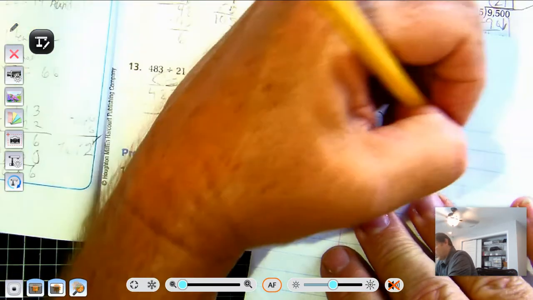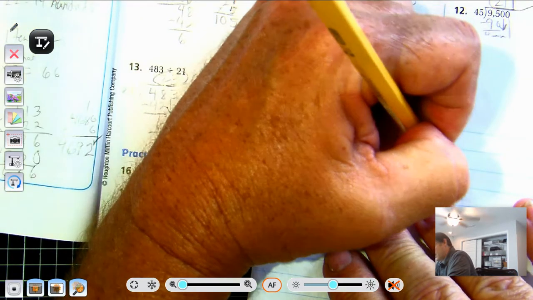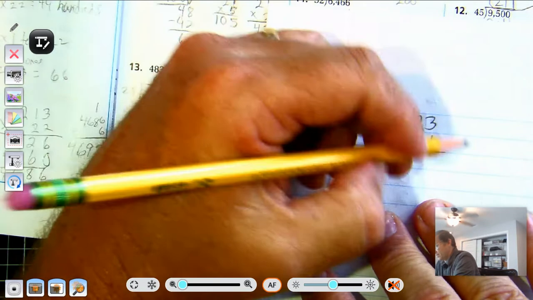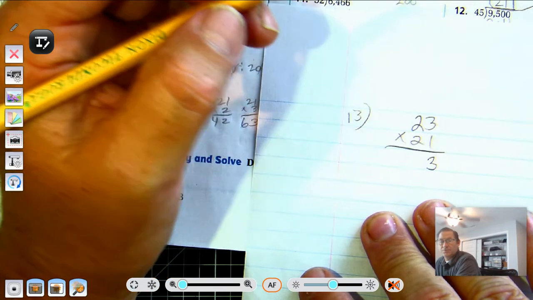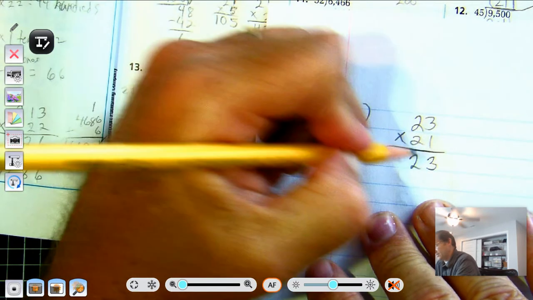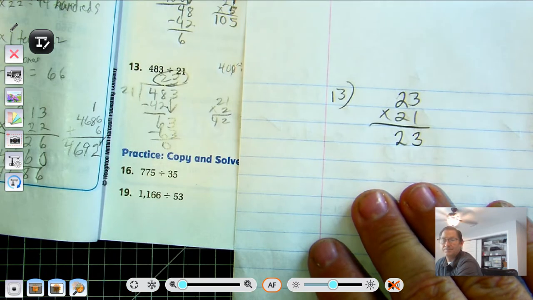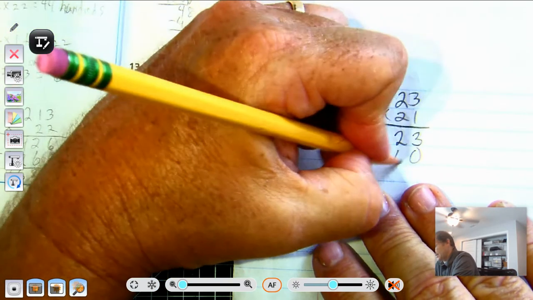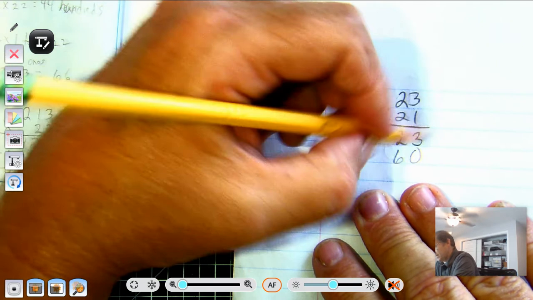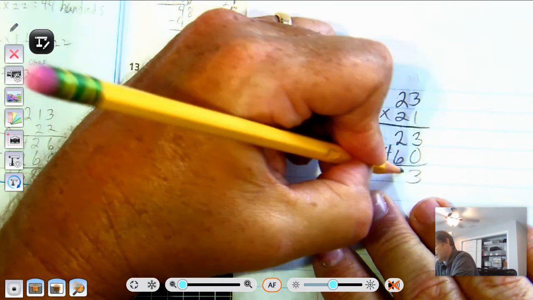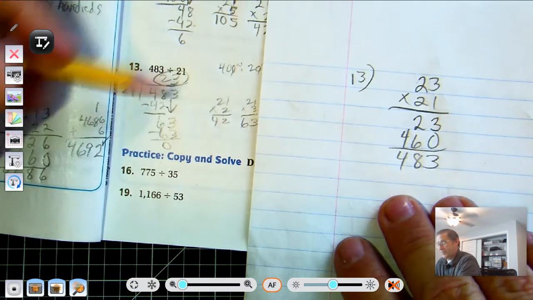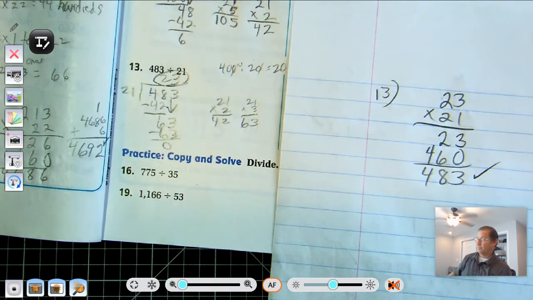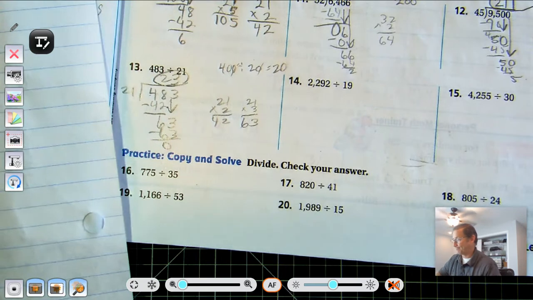So 23 times 21 should give us 483. 3 times 1 is 3. 1 times 2 tens is 2 tens. Let's move to the tens. 20 times 3 is 60. 20 times 20 is 400. So we get 483. It matches the dividend. We move on to 14.